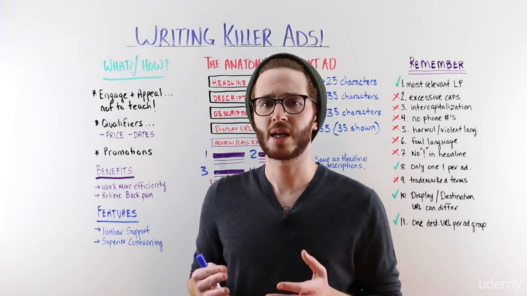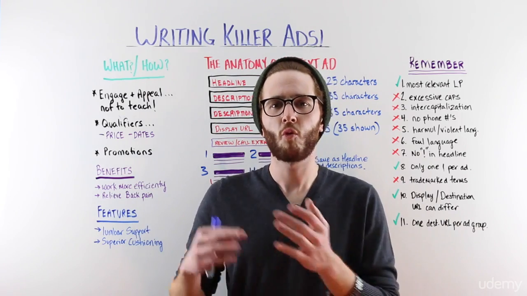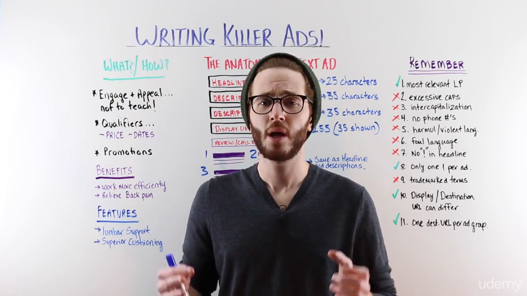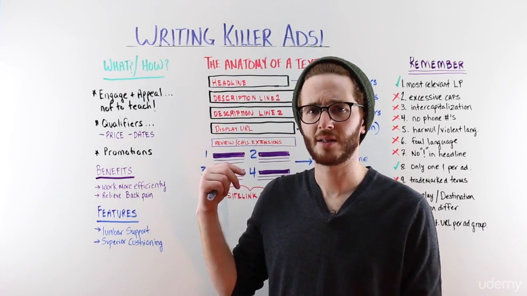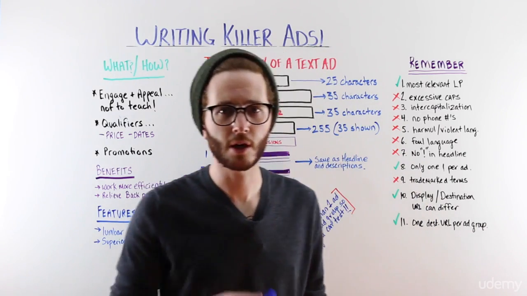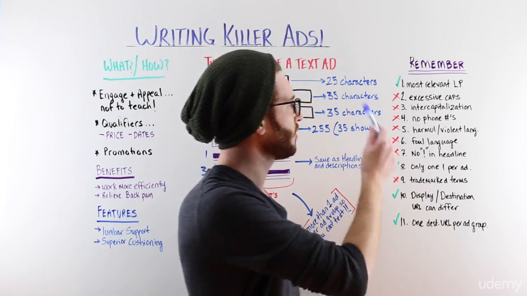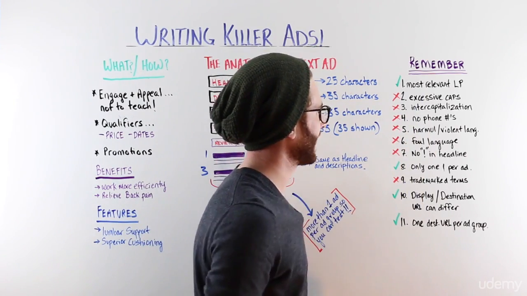So whatever page on the site deals most directly with what you're advertising and the keywords in this ad group, make sure that's the page that you set as the destination URL in your ad. And we'll talk more about this later. A few things to remember. So once again, the most relevant landing page.